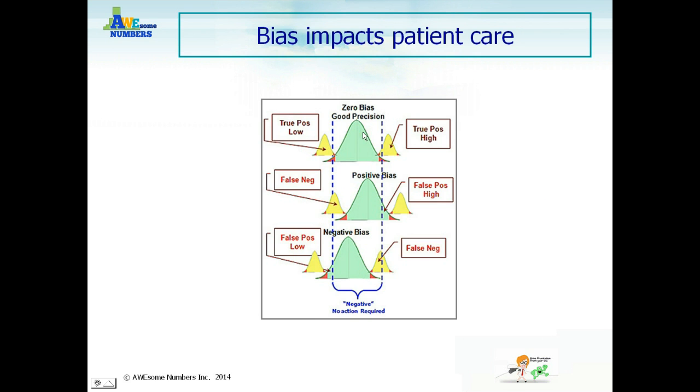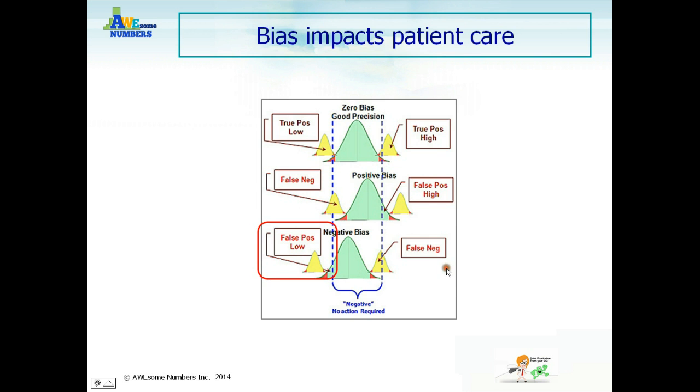If your method has zero bias and good precision, then you will be able to correctly categorize the true positive lows and the true positive highs with a minimal amount of overlap. However, if the method has a positive bias, you're going to see people who are actually low falsely appearing to be normal. And at the high end, you're going to see patients who are actually normal appearing to be falsely high. False positives at the high end will be prescribed treatment and follow-up tests that they do not require, whereas the false negatives at the low end will not receive the treatment that they do require.